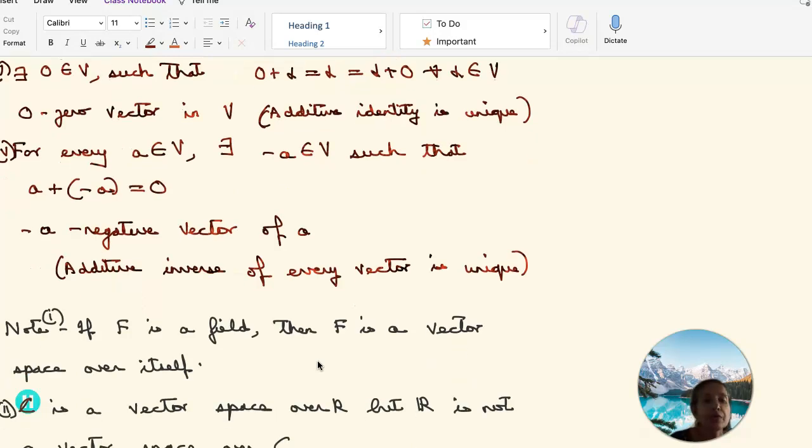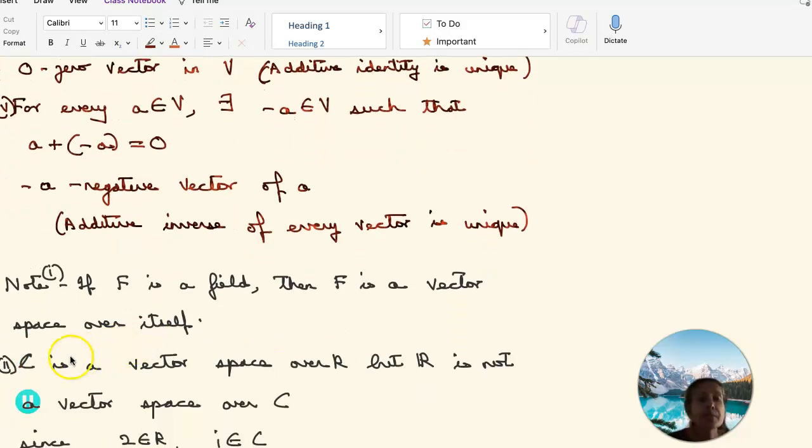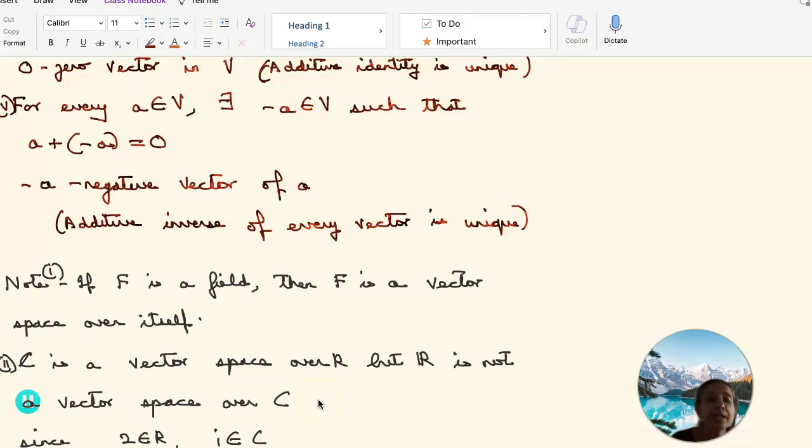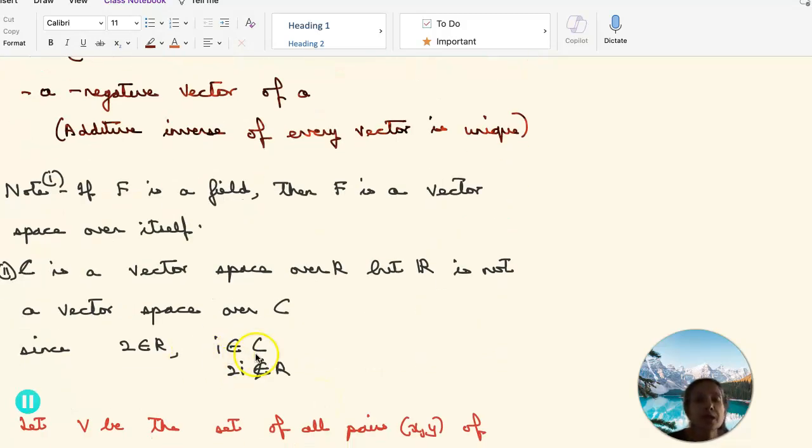Now if F is a field, then F is a vector space over itself. Every field is a vector space over itself. C is a vector space over R. But R is not a vector space over C, because if I take 2 belonging to R and i belonging to C, 2i does not belong to R. So for it to be a vector space, it has to be a subset. A is a vector space over B if B is a subset of A.